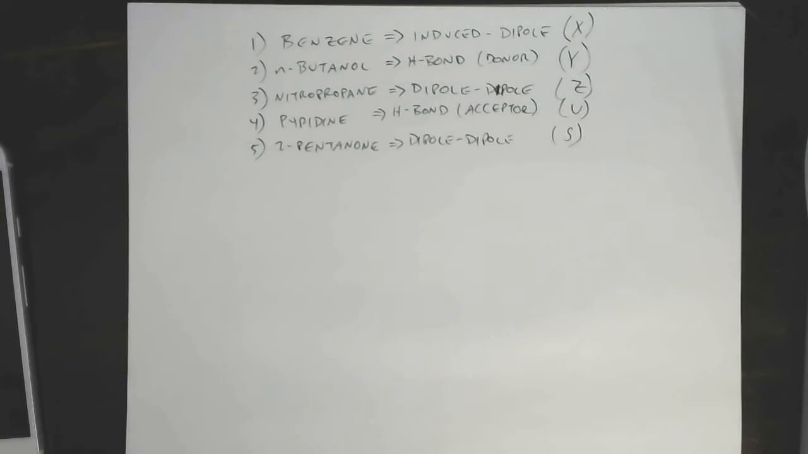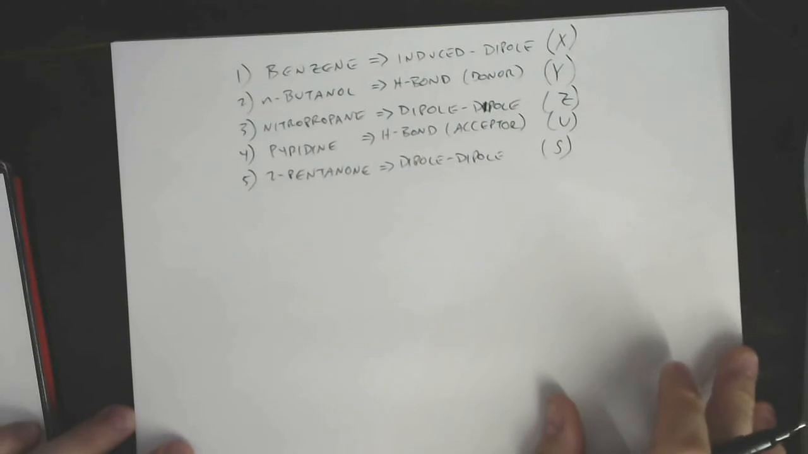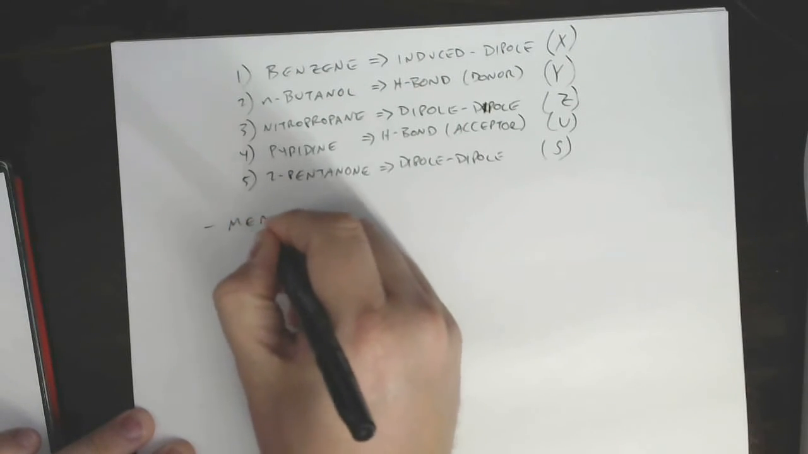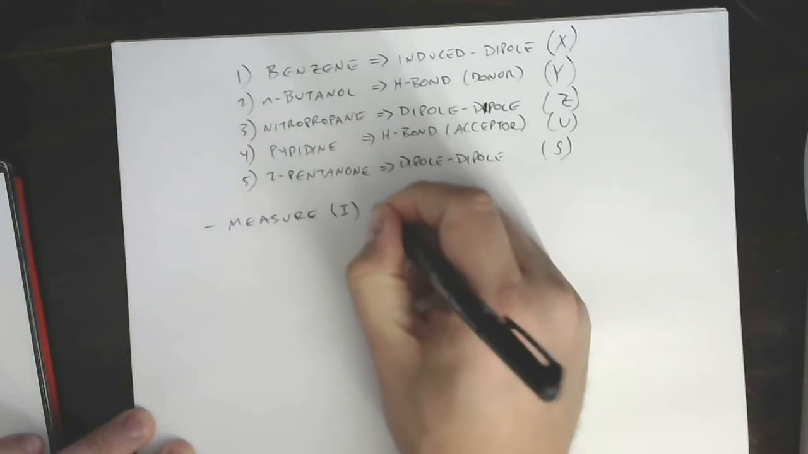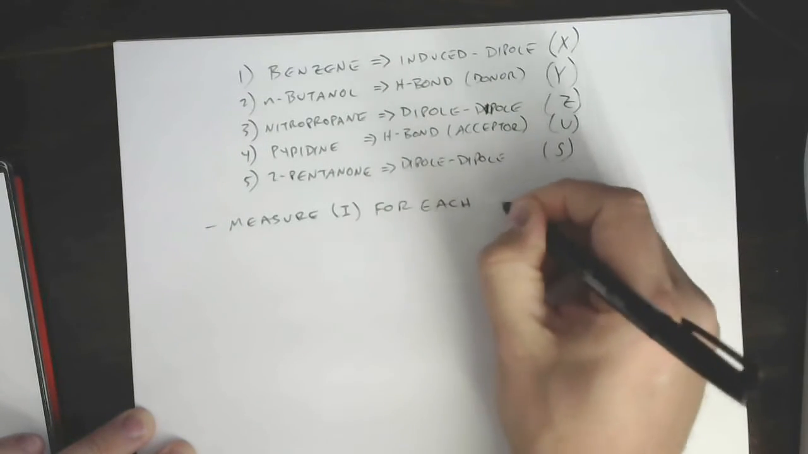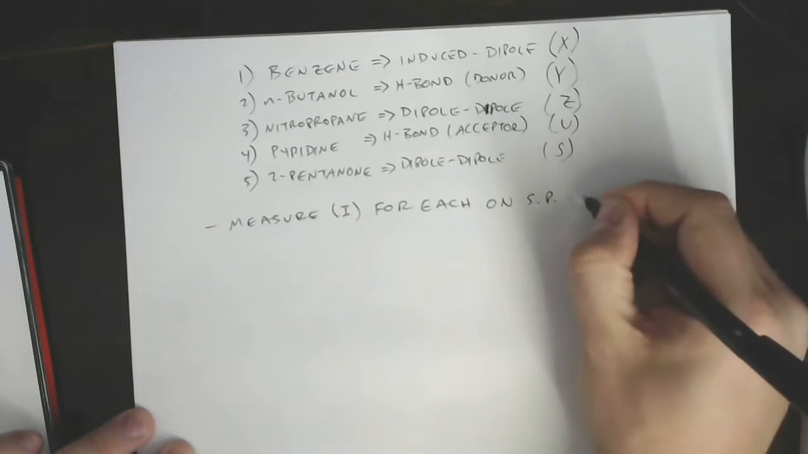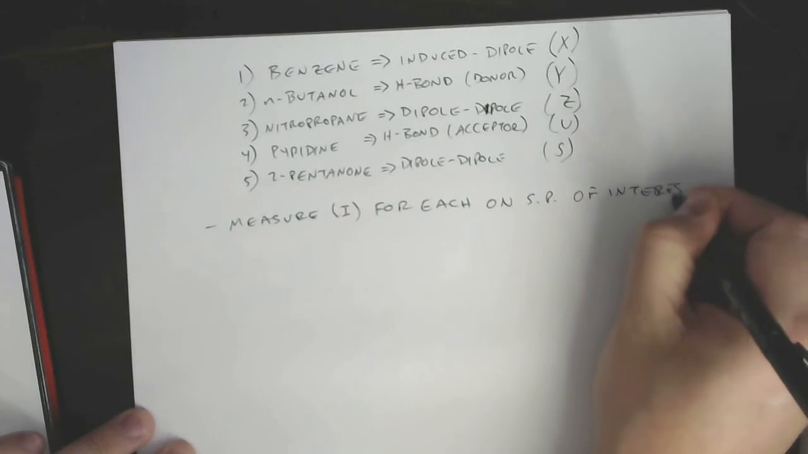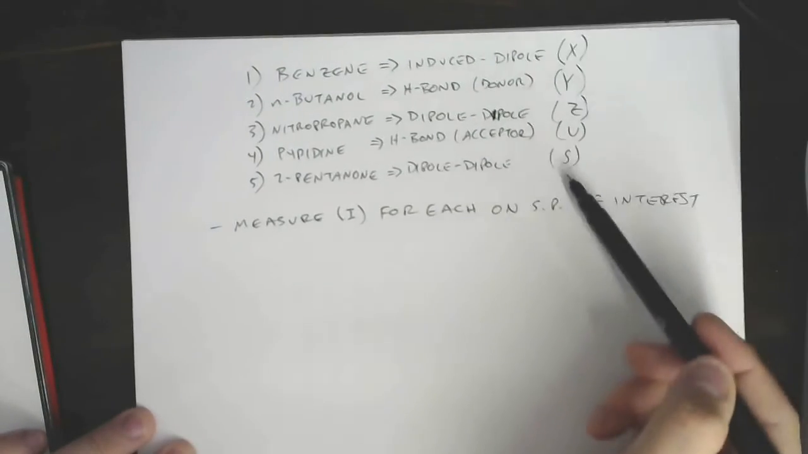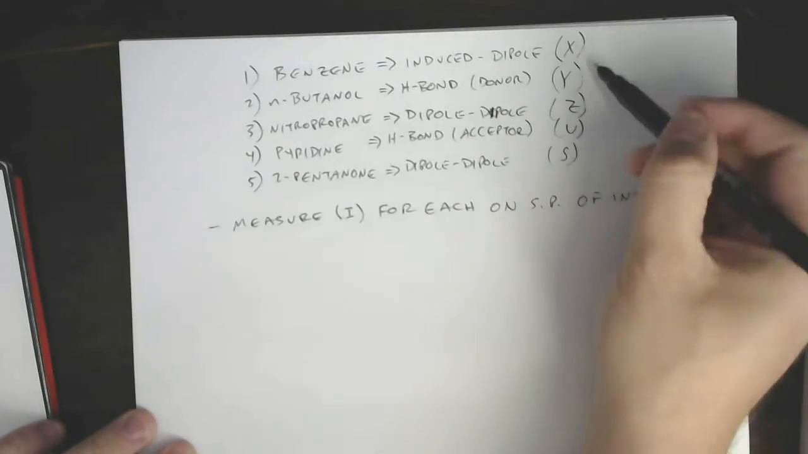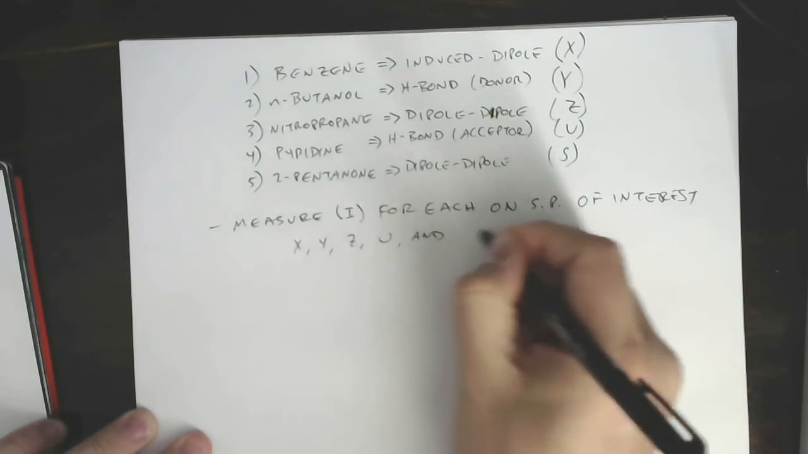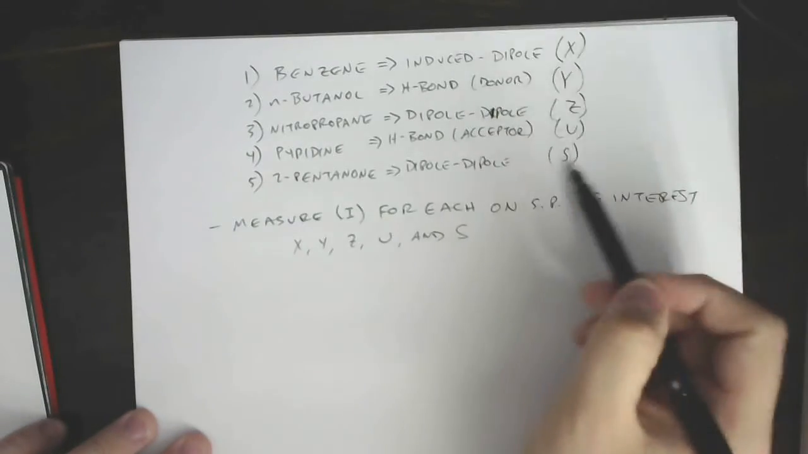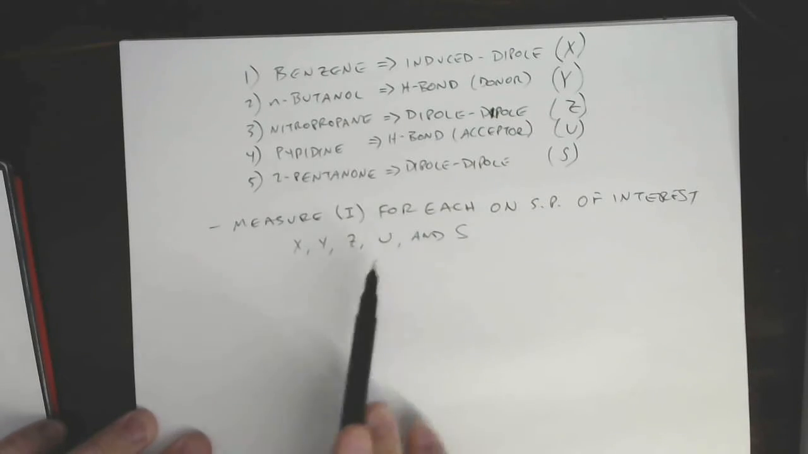Okay, so in order to get McReynolds numbers, the first thing you're going to do is measure Kovats retention indices. We're going to measure I for each of these 5 things on some stationary phase of interest that we're interested in characterizing, and that's going to give us numbers that we call X, Y, Z, U, and S. So these represent the I measurements for each of these 5 things on our stationary phase of interest.